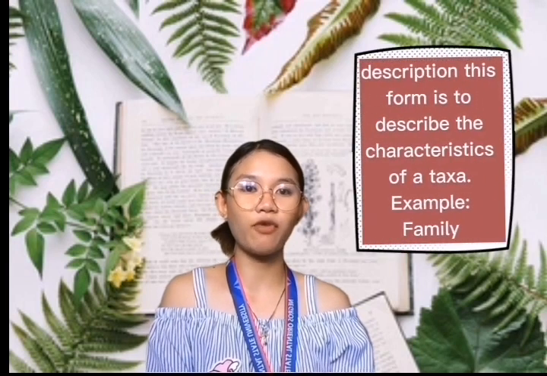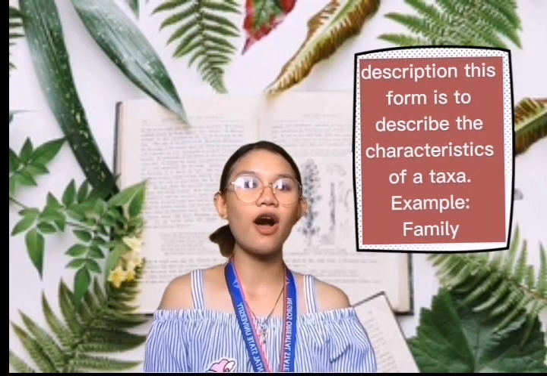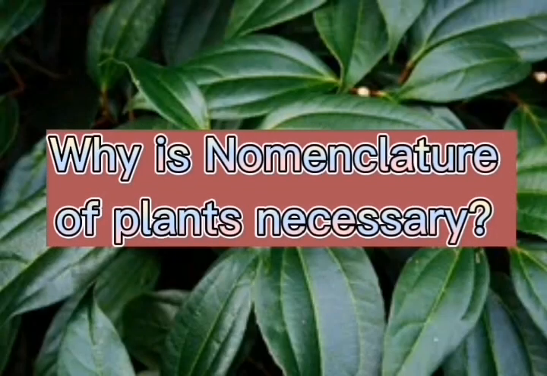Why do we need scientific names? The use of common names for many organisms can be confusing. The last component is description, which is to describe the characteristics of a taxon, for example, a family. Nomenclature is necessary in order to provide the correct name of the plant. The naming activity is under the control of the International Code of Botanical Nomenclature, or ICBN, published by the International Association of Plant Taxonomy, or IAPT.